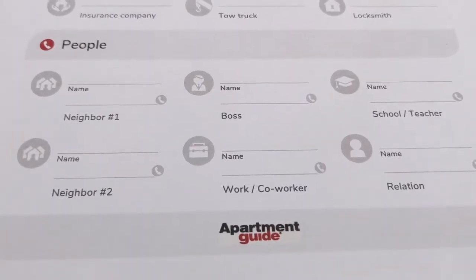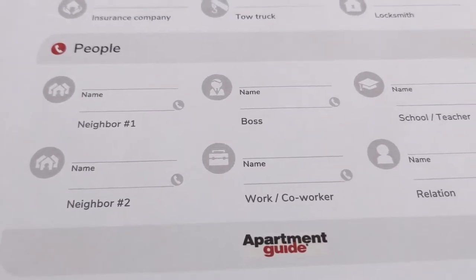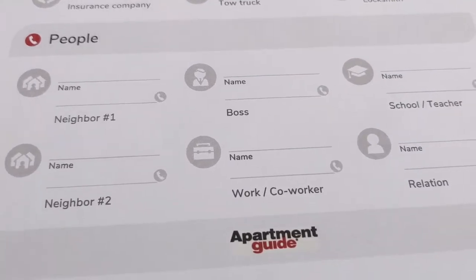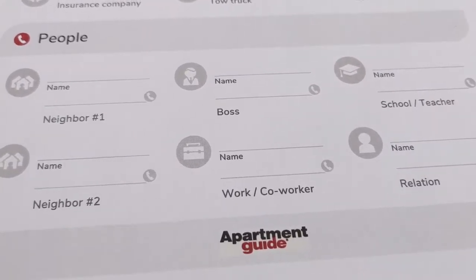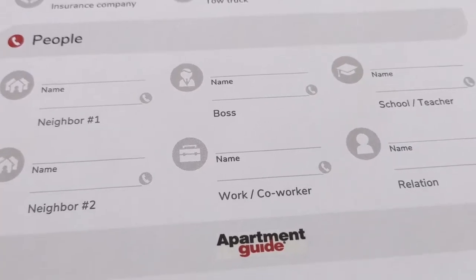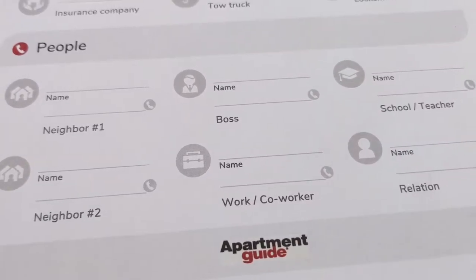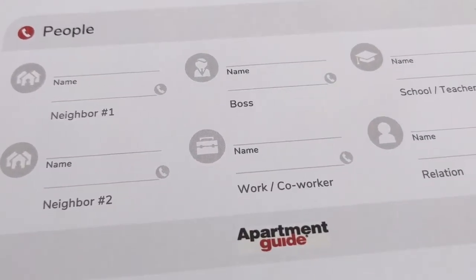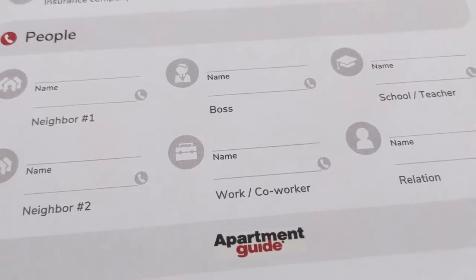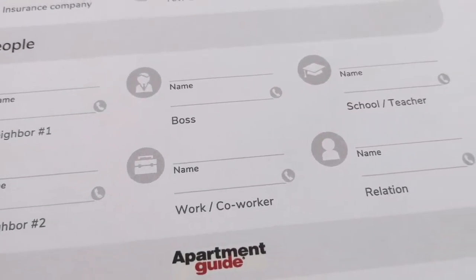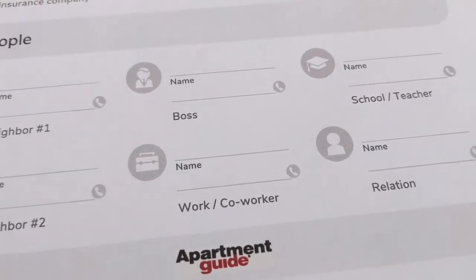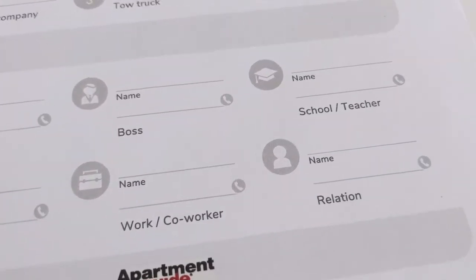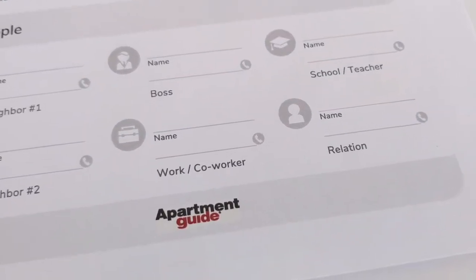Here you can add your people. You can put your neighbors if you wanted to. You can also include your boss, so in case you're not able to go to work, you can let them know, so that your job isn't in jeopardy, and they are aware that you won't be coming in. You can include coworkers, so you can let them know of any work that needs to be done. You can include school, in case your child isn't able to go to school that day. If they're sick, you can let them know. And then you can also have another contact there.